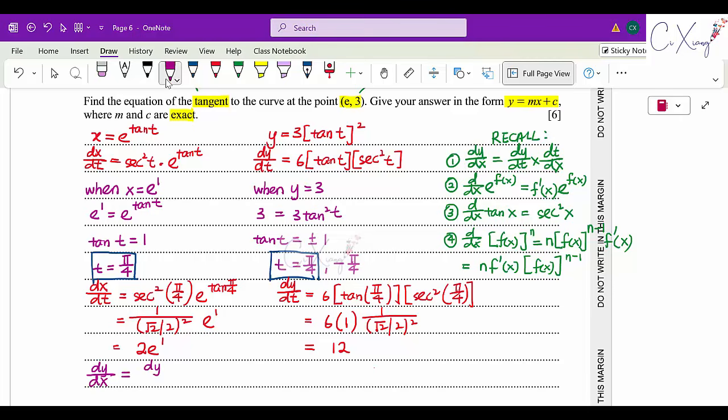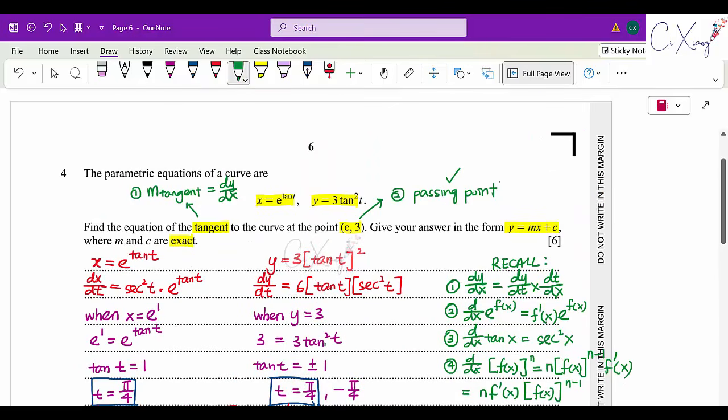Like what I showed you in this part, this is the formula for the chain rule to get dy/dx: dy/dt multiplied with dt/dx. So dy/dt is 12, dt/dx will be 1 over 2e to the power 1. And you will get 6 over e to the power 1 as your dy/dx. Please take note that this is basically the gradient of the tangent. So we successfully get the gradient of the tangent here, and also the passing point.